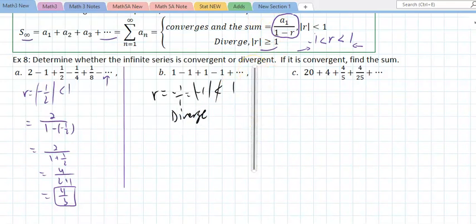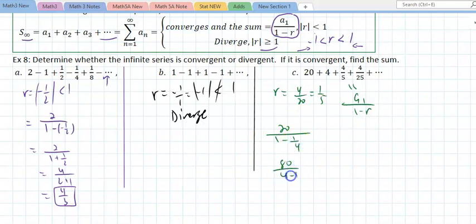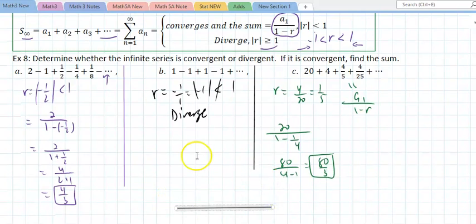And the third example, take r, that is any term divided by the previous term, that's 1/5. Well, this sum, if you add 20 plus 4 plus 4/5 plus 4 over 25 plus 4 over 125, will be the very first term divided by 1 minus r. That will be 20 divided by 1 minus 1/5. That is 100 over 4. That is 25. That's what the infinite sum equals. And that's pretty much it for this section.